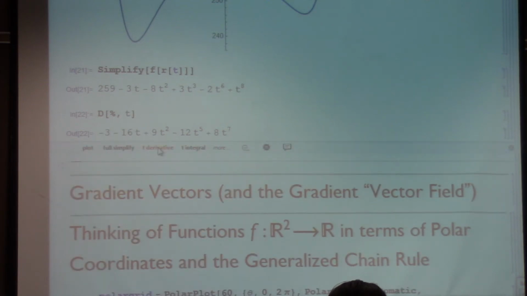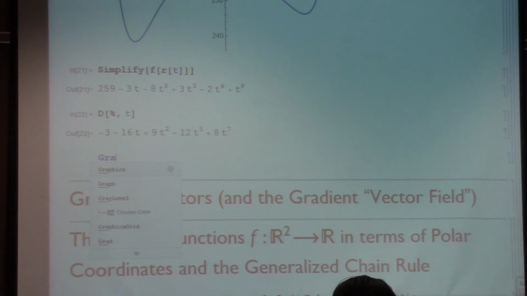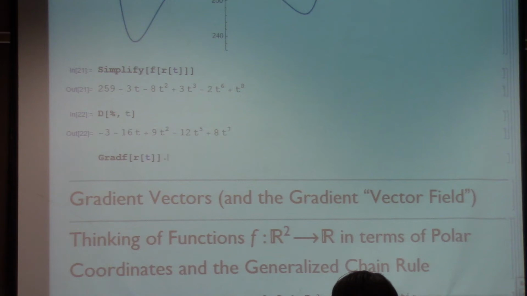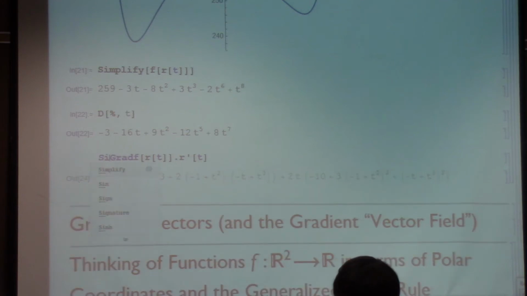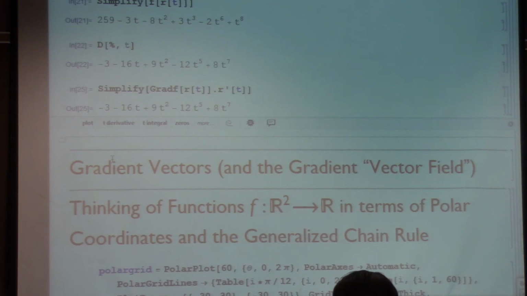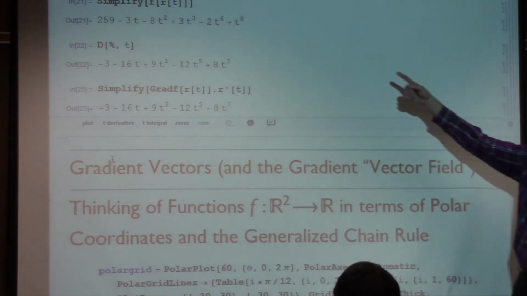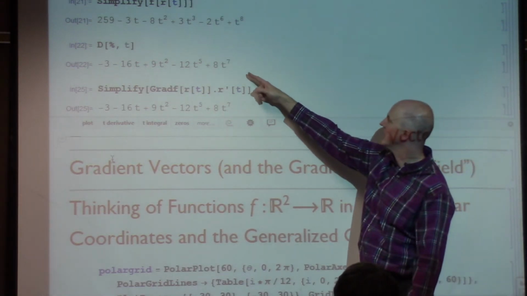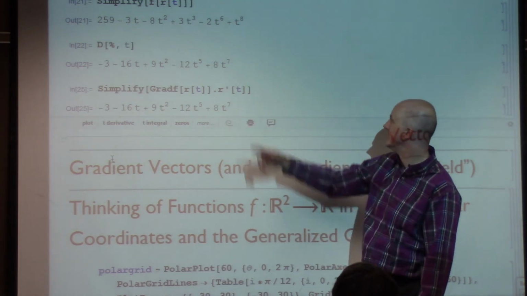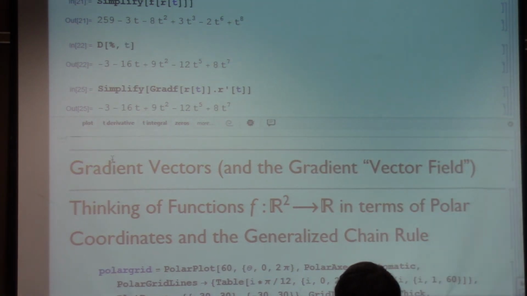Let's check that if I plug r of t into the gradient and then do the dot product with the velocity vector, then I get the same thing. So I plug r of t into the gradient, do a dot product with the r prime of t, simplify it. It is the same thing. Right? So in this case, if you have the formula for f of r of t, it's easier to just differentiate it that way. But if you've got the gradient and the velocity vector, this might be easier. It depends on what you know as far as which one's easier.